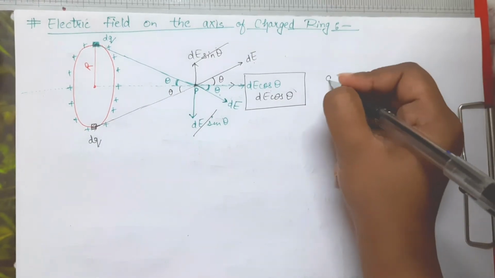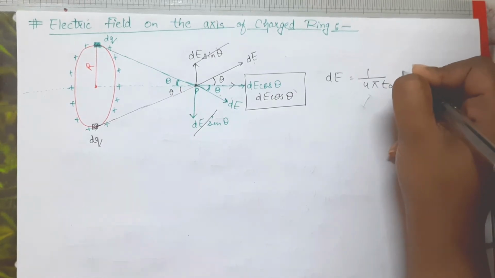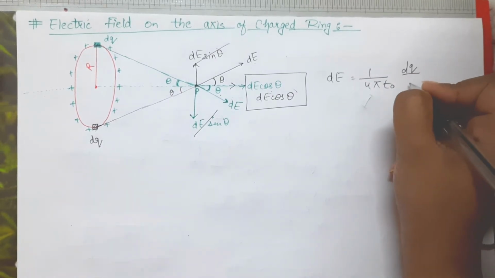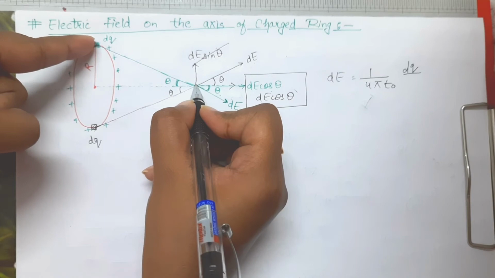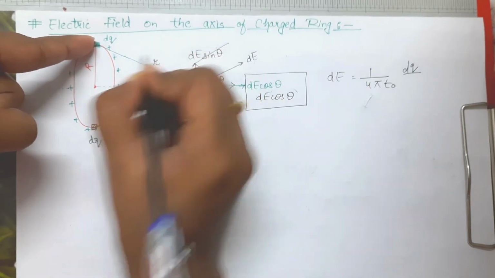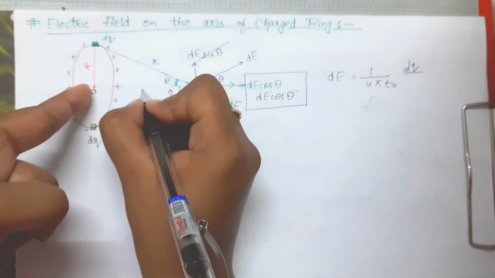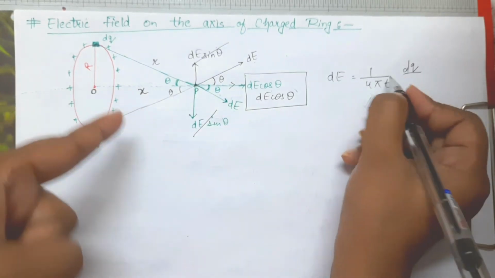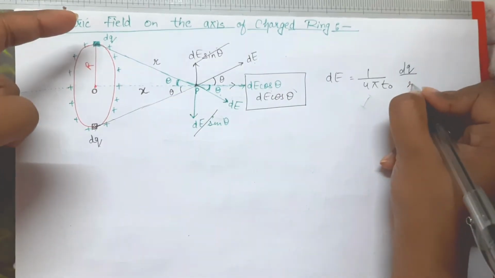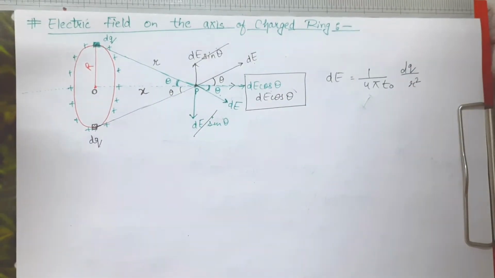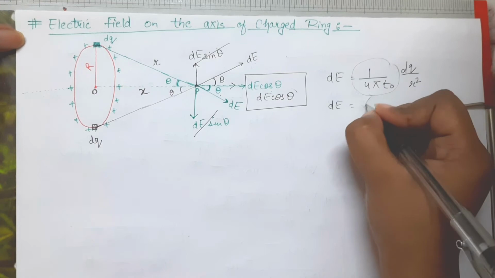So now we know that dE is 1 by 4 pi epsilon naught dq by distance square. We are going to designate the distances. This particular distance from here to here I'm designating as small r, and this distance from point O to point P, this OP distance, is small x. So here we need to find this distance from here to here. So it will be small r square. Now for dE, I'm going to write this 1 by 4 pi epsilon naught as KE.